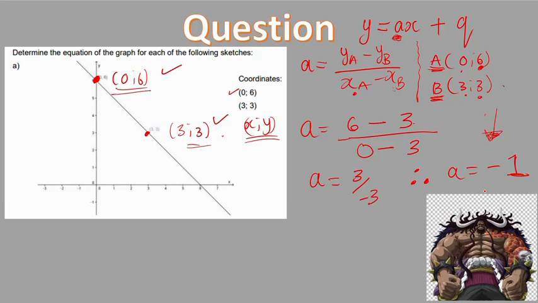Now, with that being said, you only found one component of the equation. You found your a. You still need to find your q. What is the q? Now, this is easy. Let me write it down. q is the y-intercept.